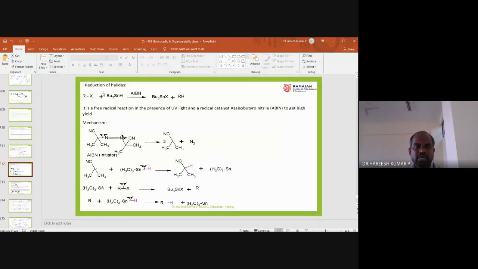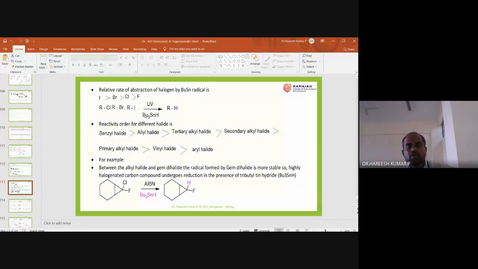So R can be anything, alkyl or aryl. Then you will get the respective hydrocarbon. This is about the conversion of alkyl halide or aryl halide to the hydrocarbon, and this process is called reduction, and the reagent used here is tributyl tin hydride. So with this, I will go to the next slide.